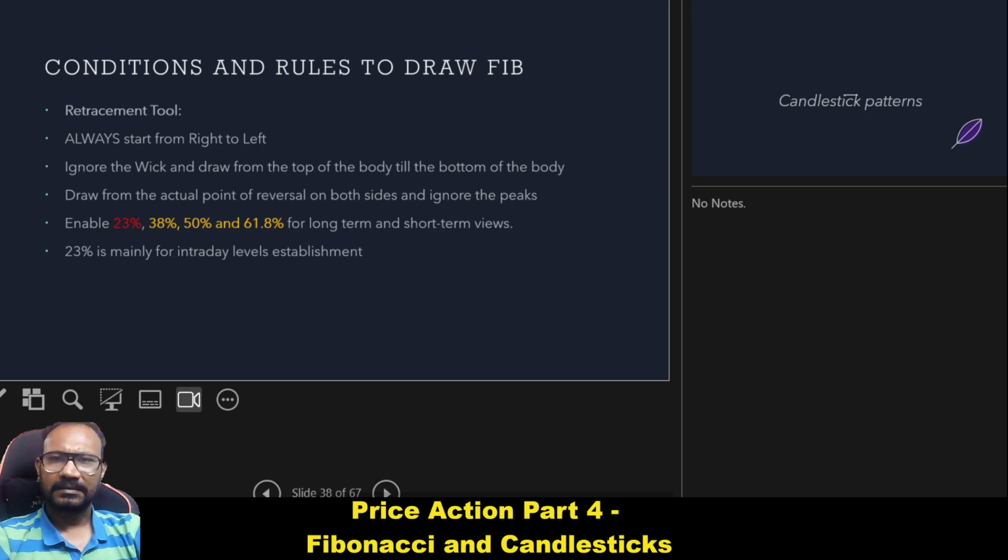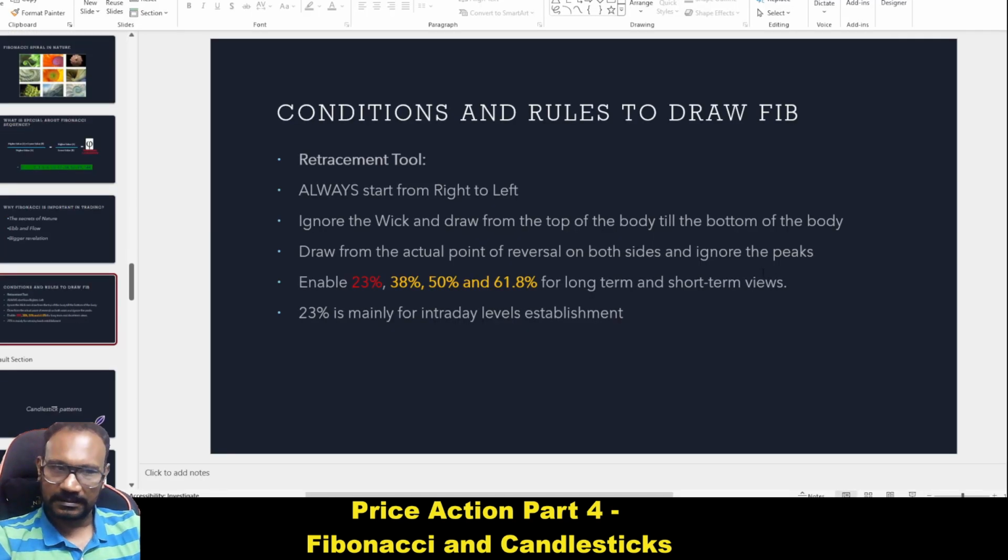And there are certain things that you need to enable, like 23%, 38%, 50%, and 61.8%. I will talk about these ratios as I show in the chart. So 23% is mainly for the intraday levels. What are the intraday level targets? For that reason, you can consider 23%. Otherwise, the rest of the levels are for short term and mid to long term analysis. It will be pretty useful. So without wasting further time, let's get into the charts. I will show you.